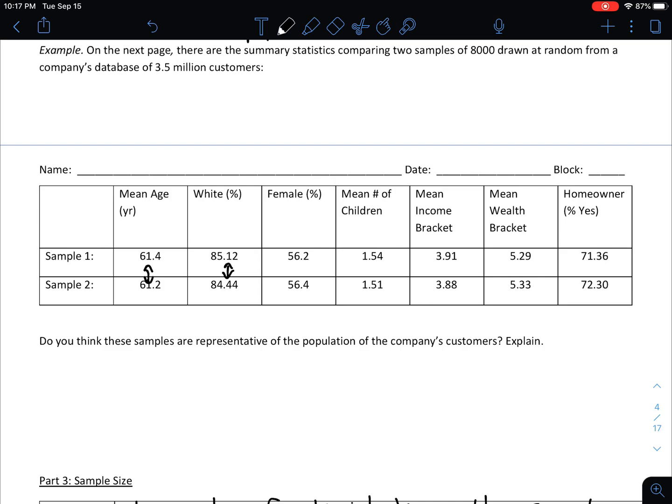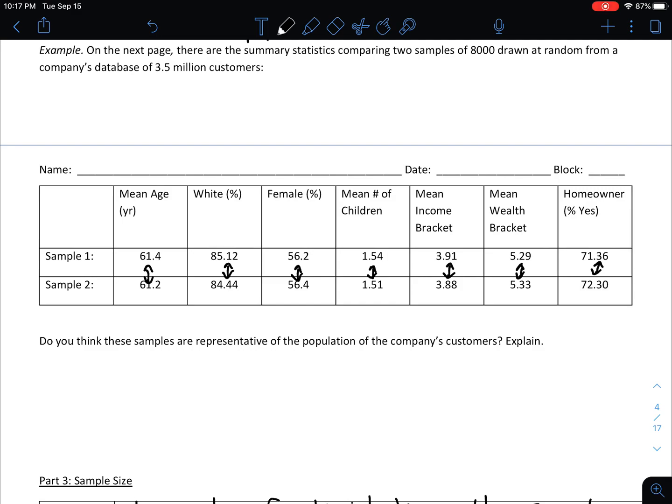Very, very small difference. Percentage of female in each group. Again, very, very close numbers, 0.4%. The mean number of children. Very, very close, 3/100ths of a number. Mean income bracket, 3.91 versus 3.88, within 3/100ths of each other. Mean wealth bracket, within 4/100ths of each other. And for homeowner, we've got these two that are within one of each other. In fact, about 0.94 is the difference there. So between sample 1 and sample 2, these look almost identical.